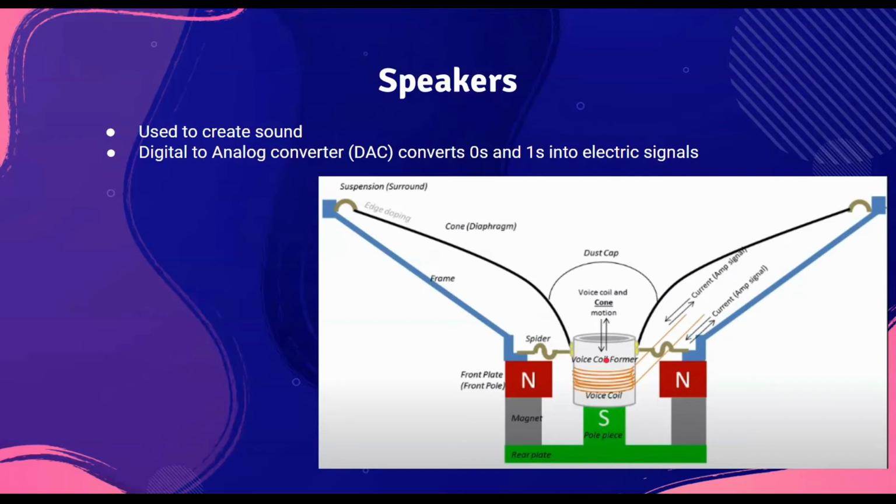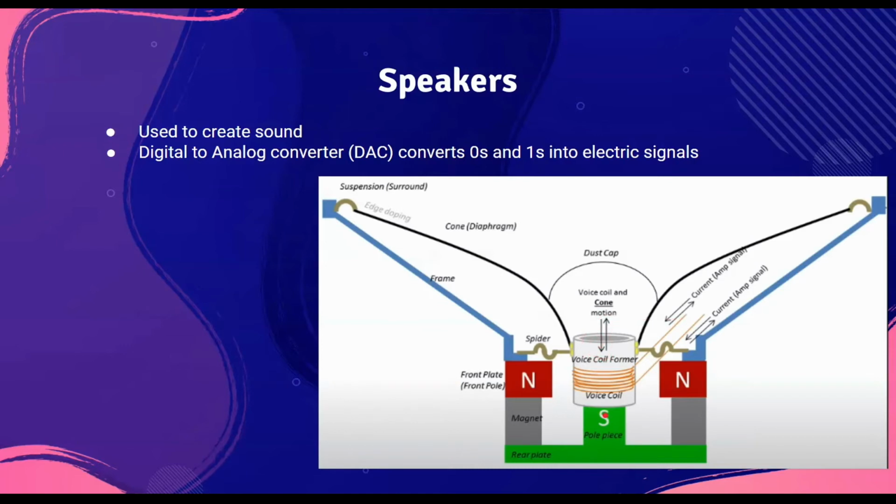When a current is passed through the coil from one direction, like from this end of the coil to this end of the coil, the speaker coil or the voice coil will move upwards. Else, if the current passes from this end of the coil to this end of the coil, then the voice coil will move downwards.